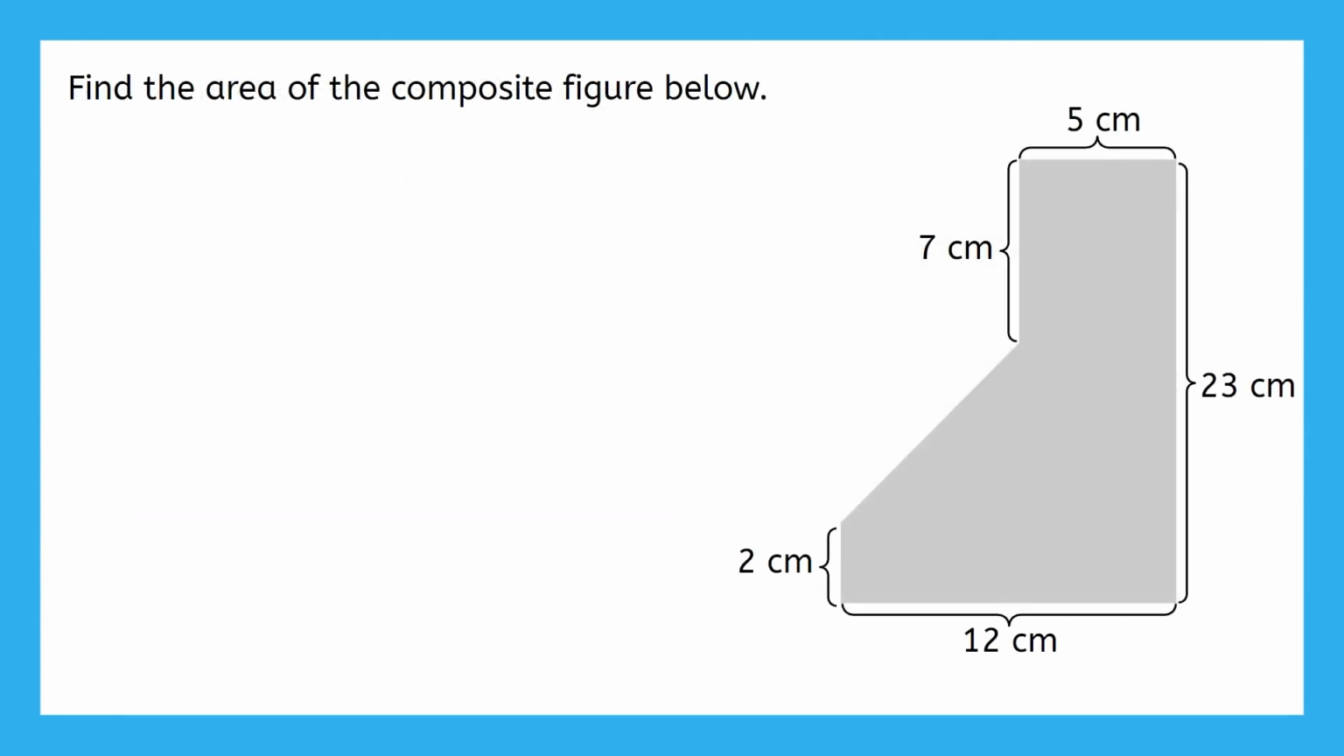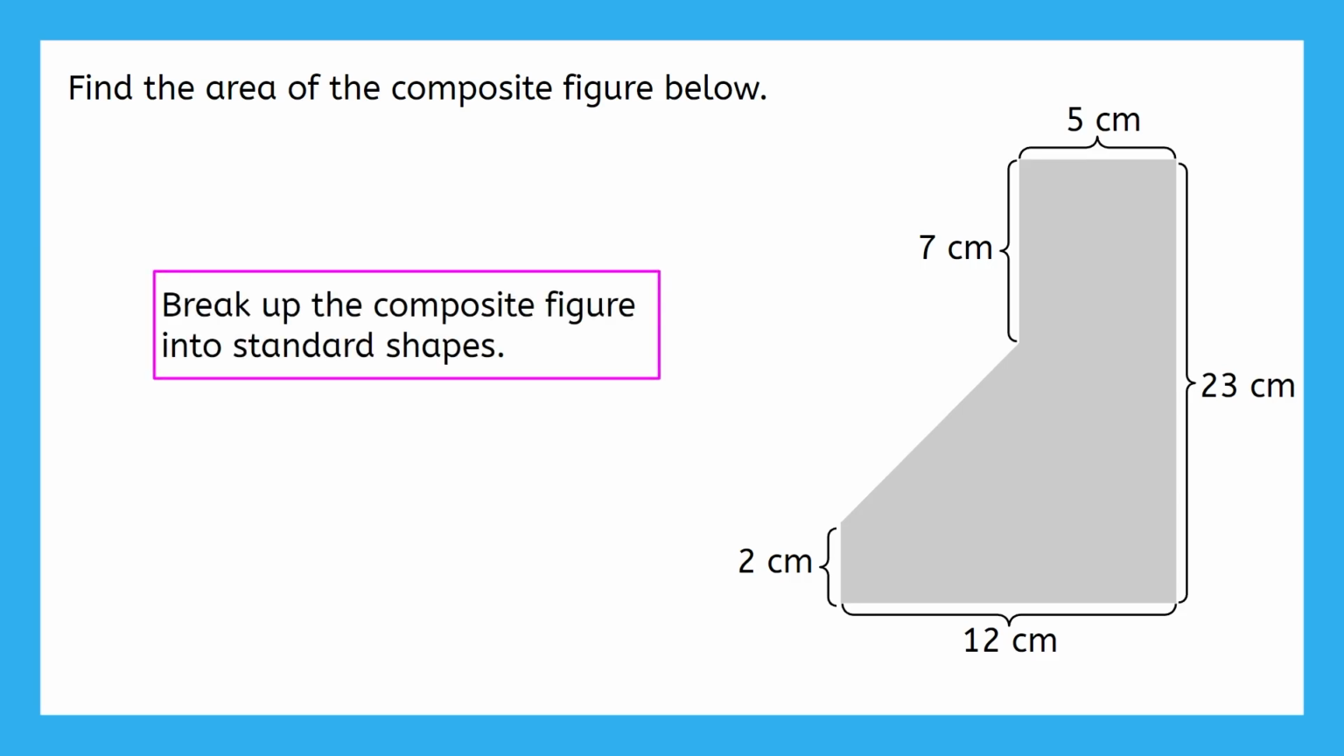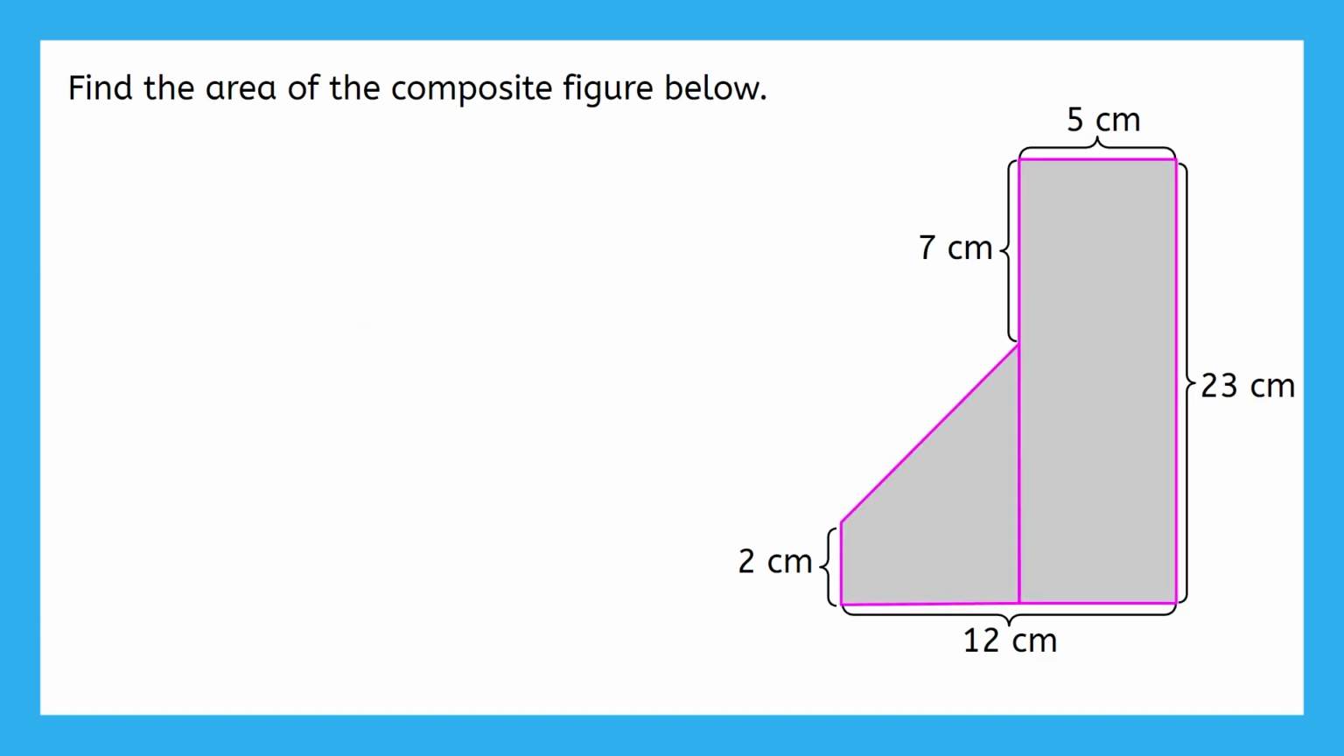Our first example problem tells us to find the area of the composite figure. We want to start this by breaking up the composite figure into standard shapes that we can find the area of. Pause the video now and break up this figure. There are many ways you can break up this figure. You could use 1 rectangle and 1 trapezoid, or 2 rectangles and a trapezoid, or 2 rectangles and a triangle, or anything else you can find.